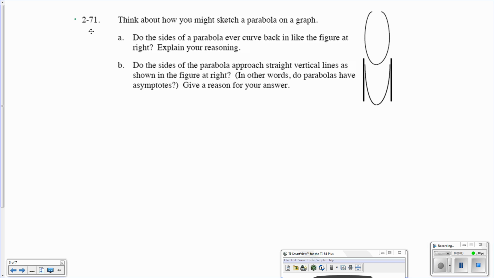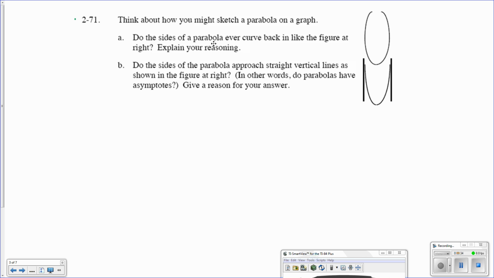All right, problem 2-71. Think about how you might sketch a parabola on a graph. Letter A. Do the sides of a parabola ever curve back like the figure at right? Explain your reasoning. And letter B. Do the sides of a parabola approach straight vertical lines as shown in the figure at right? In other words, do parabolas have asymptotes? Give a reason for your answer.